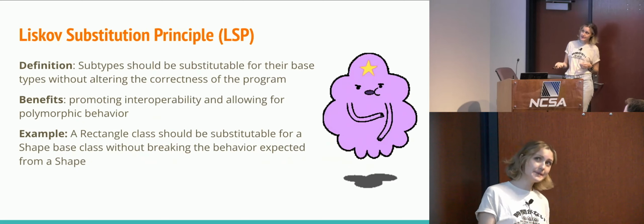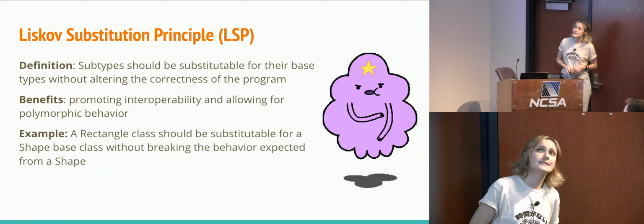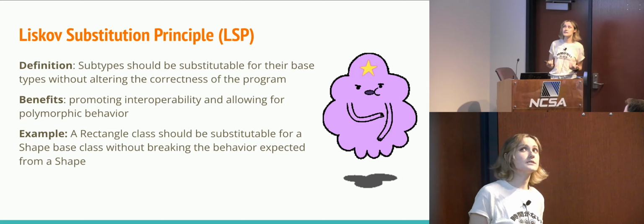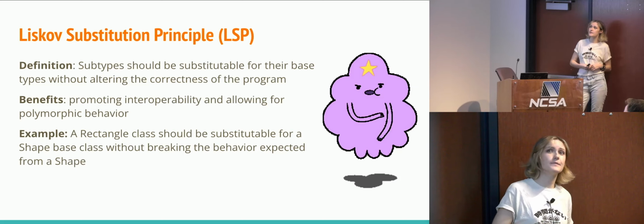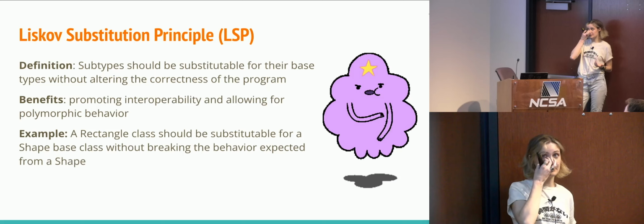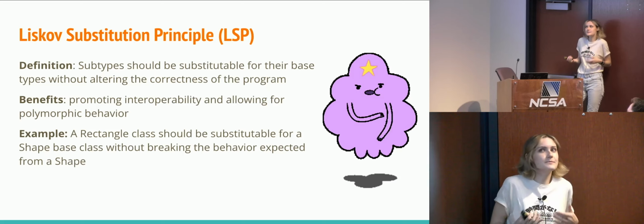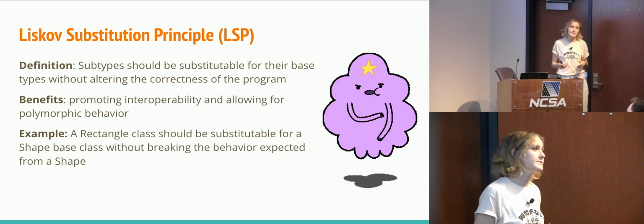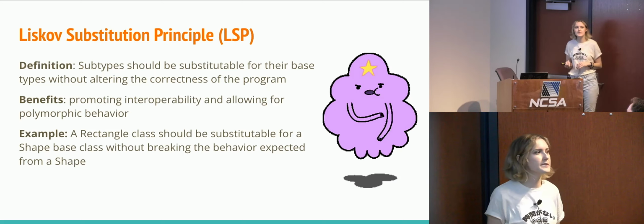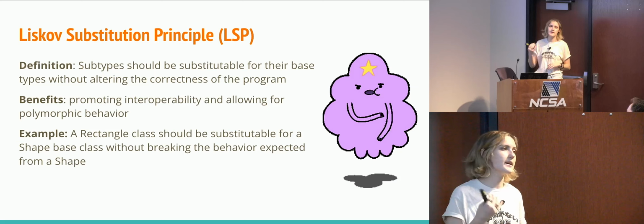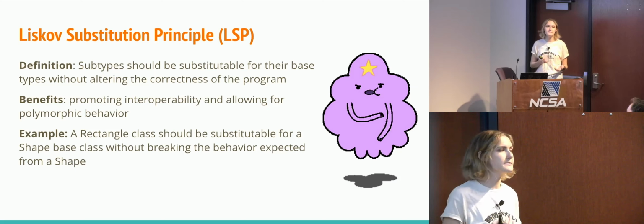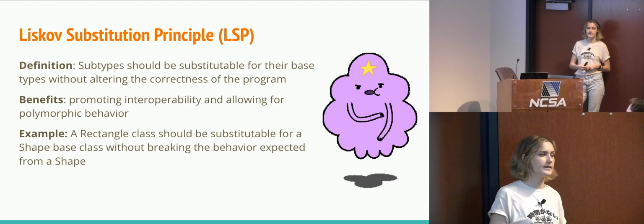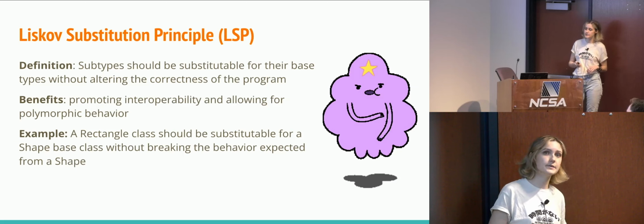Now, the LSP says that subtypes should be substitutable for their base types without altering the correctness of the program. An example of this would be a rectangle class should be substitutable for a shape base class without breaking the behavior expected from a shape. So there should never be methods and attributes in a parent class that are somehow weirdly missing from a child's class. You should always be maintaining that interface, and then if you want, adding to it.